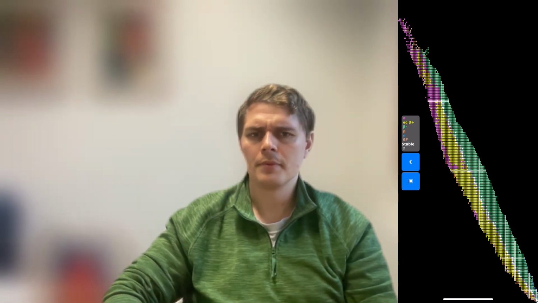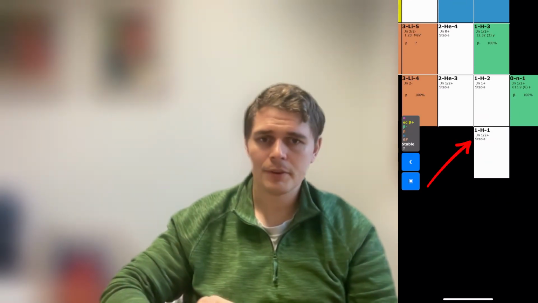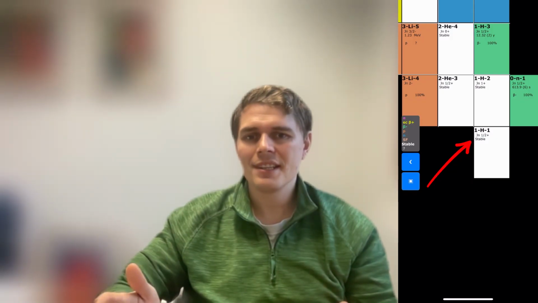Let's go to the bottom of this grid, where we'll find hydrogen. It is shown as 1-H-1, very useful. And above it, we can see another hydrogen isotope given by H-2 instead, indicating it has an additional neutron. This is deuterium.